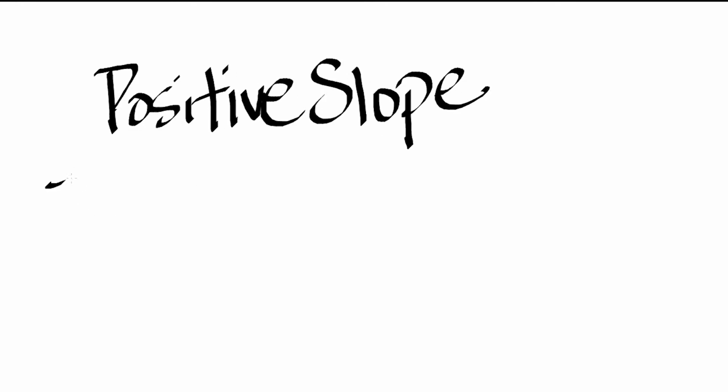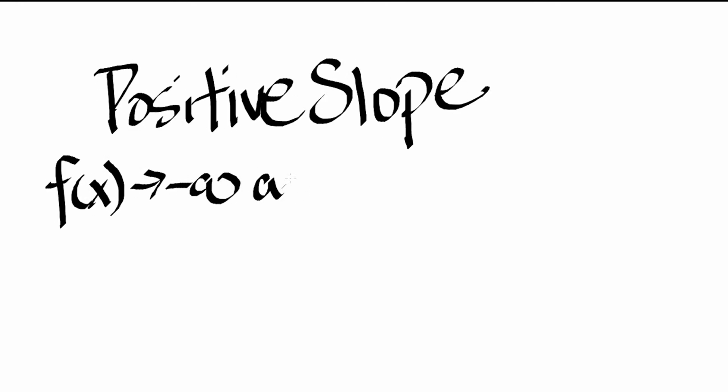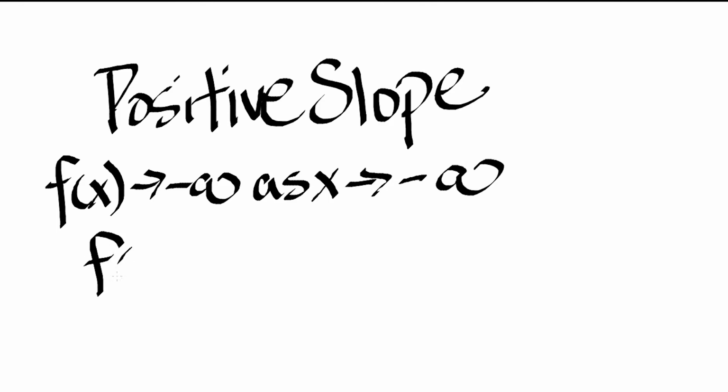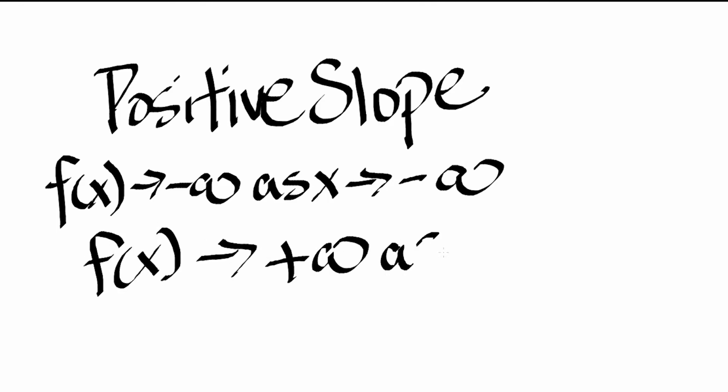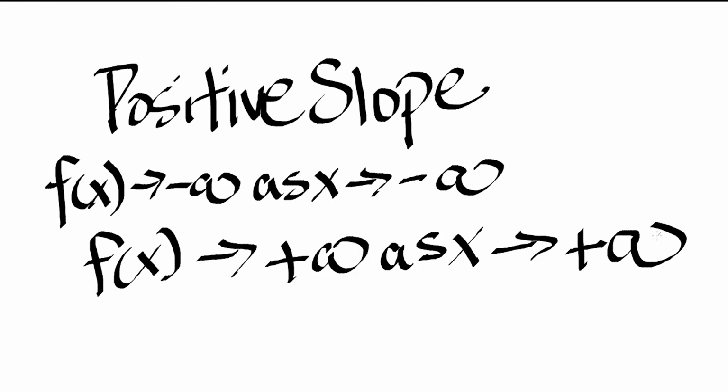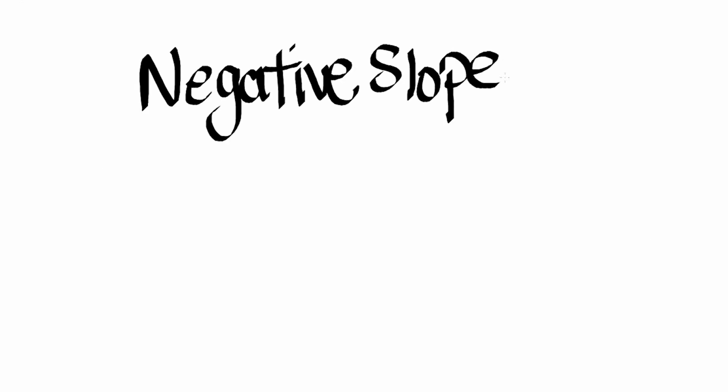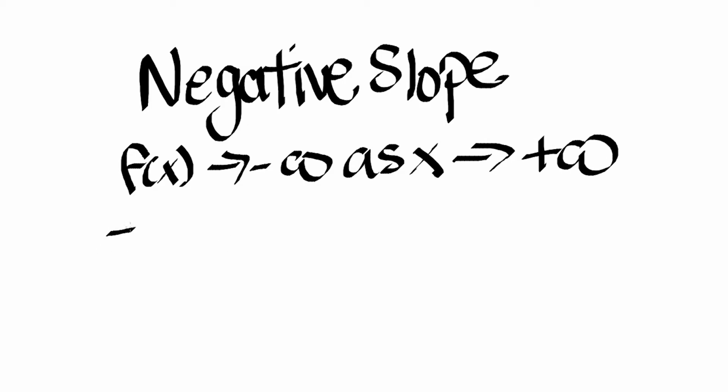There are no asymptotes. For the end behavior, in the case of a positive slope, as f of x approaches negative infinity, so does x, and vice versa. In regards to a negative slope, as f of x approaches negative infinity, x approaches positive infinity, and vice versa.